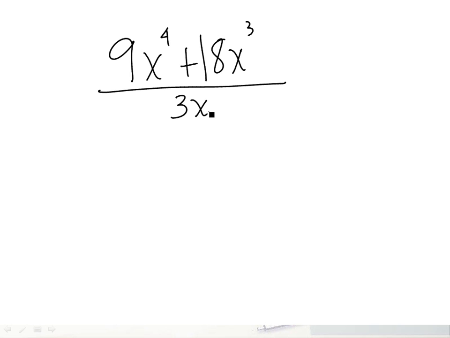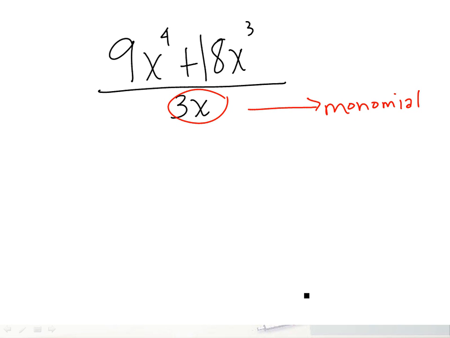So let's say you had 9x to the 4th plus 18x cubed divided by 3x. So notice this is one term, 3x. This is a monomial. When there is a single term here, do not use long division. Use what we've normally been doing.